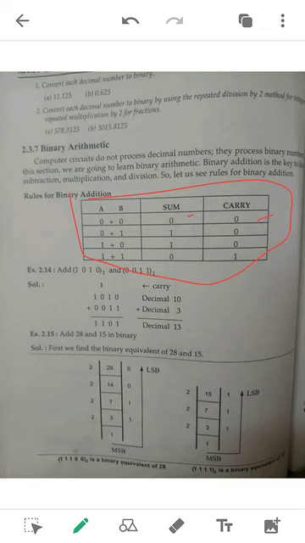Next, 0 plus 1, means A is 0, B is 1. You get sum 1 and carry 0. A is 1, B is 0, so 1 plus 0, sum is 1 and carry is 0. And the last one, A is 1, B is 1, sum is 0 and carry is 1. So this table you have to remember to perform binary addition.